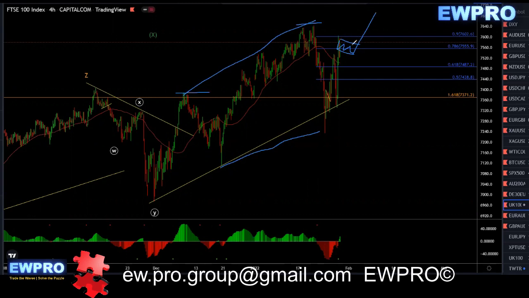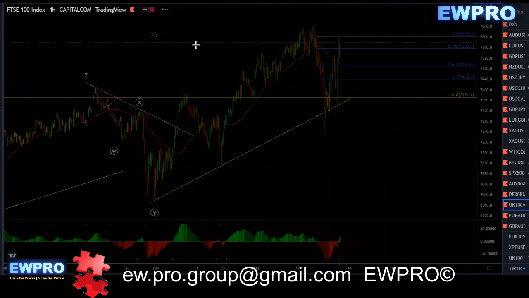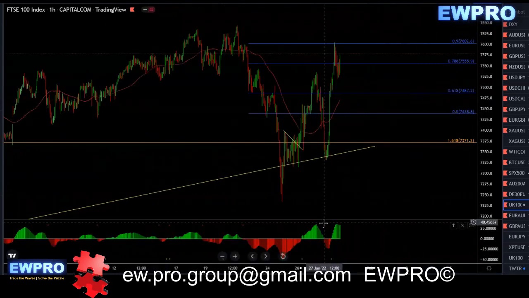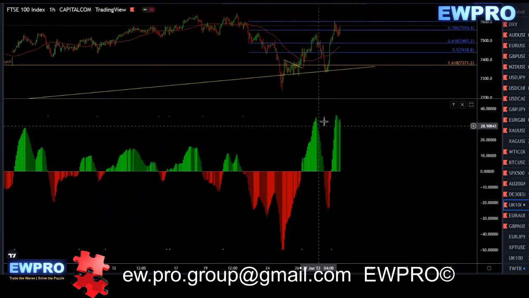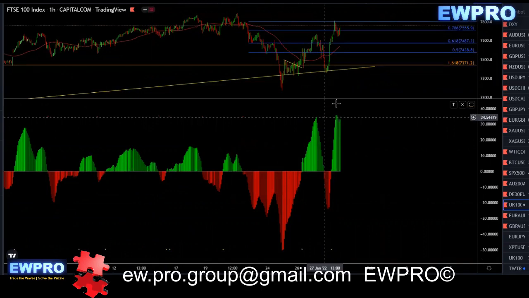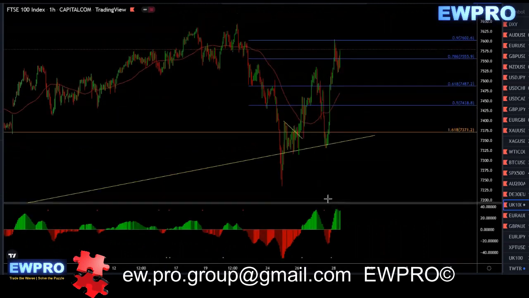Wave C up, like the A, B, C, only has to break the ending point of wave A. So this can end at any time. If we have a look on the H1, we don't have any bearish divergence.